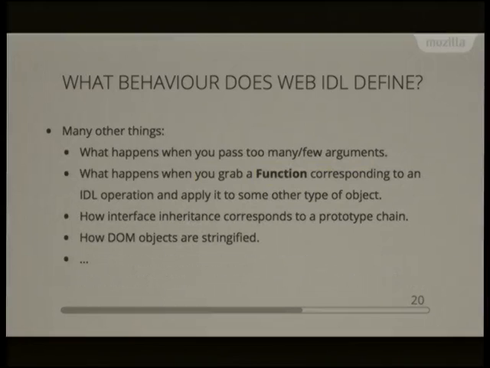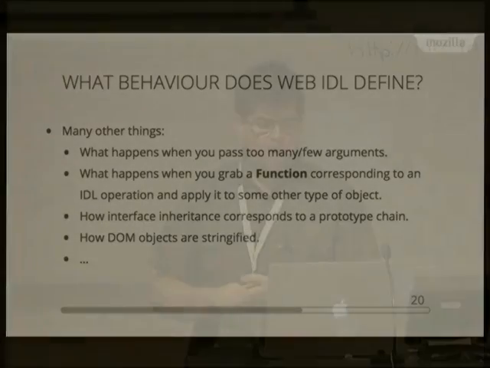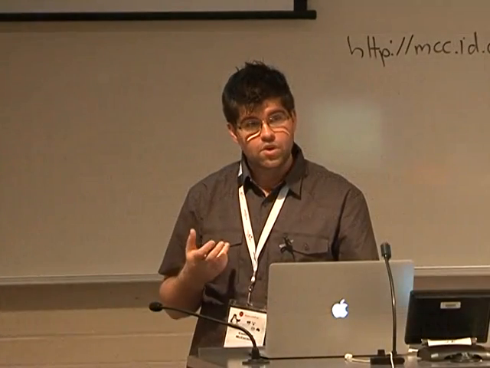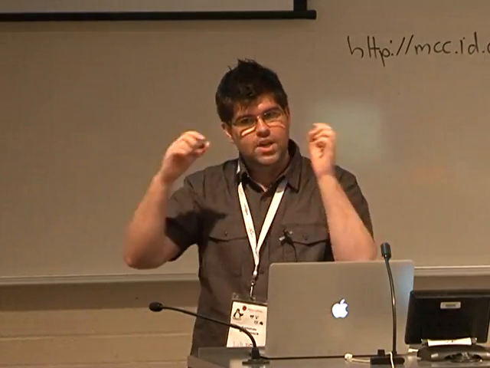And various other things it defines as well. So what happens when you pass too many or too few arguments to a JavaScript function which corresponds to an IDL operation. What happens if you try and apply some function to some other object that it's not expecting. How the inheritance of interfaces corresponds to the chain of prototypes in JavaScript. How DOM objects get stringified, like where you have square bracket object and then some name.